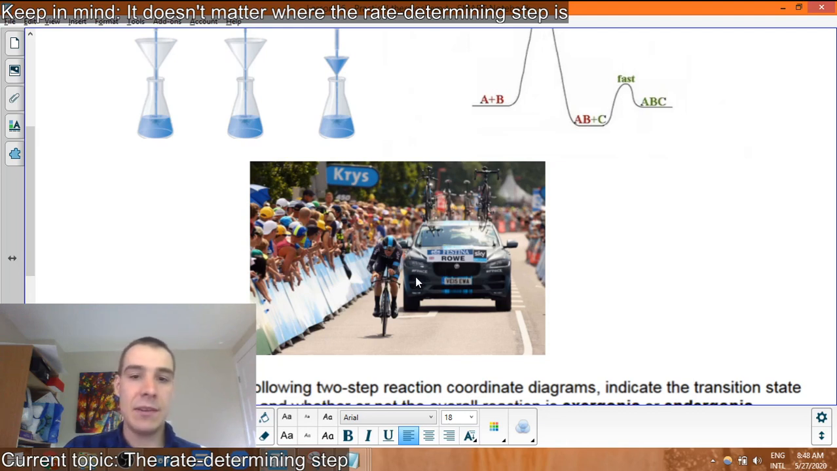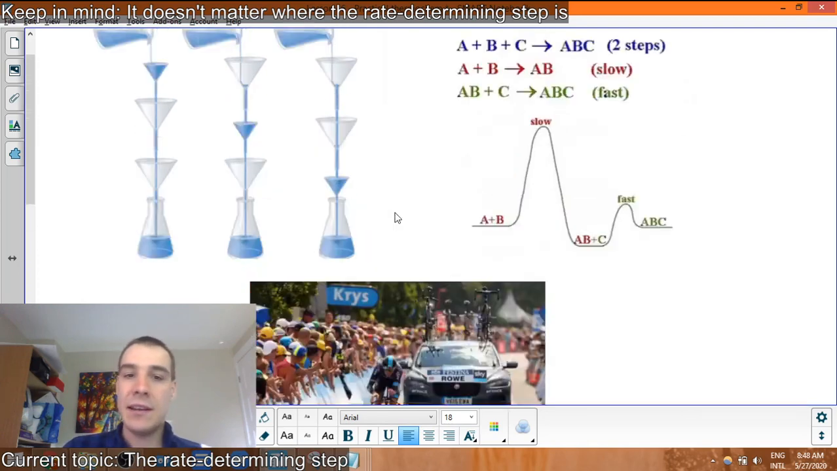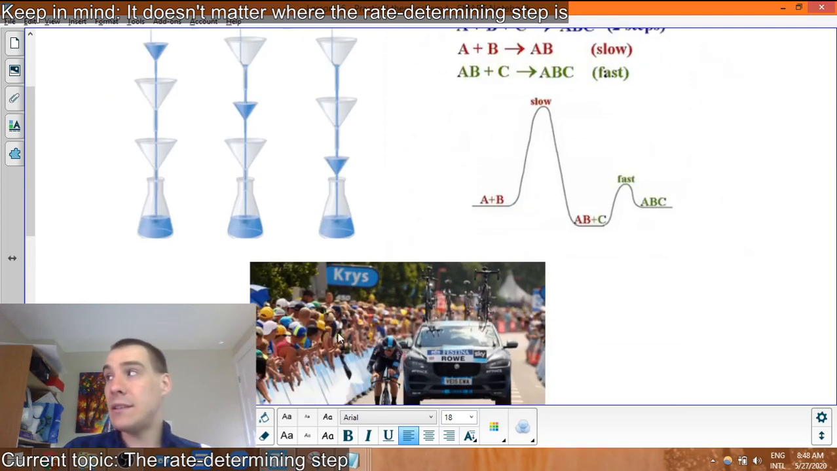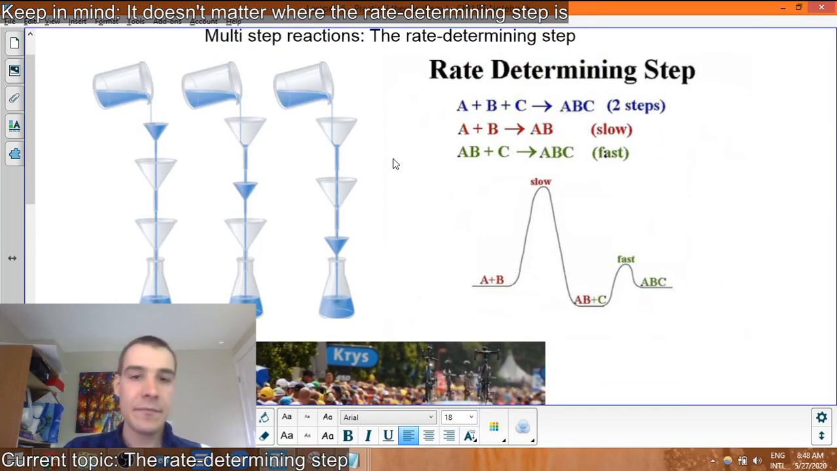Another example, frequently used, is traffic on the highway. Here I've just got someone in the Tour de France. This car can go way faster than this bike, but the bike is in front of the car, so it determines how fast the car can go. If you drive, you know that sometimes this happens. You're just stuck behind someone going slowly. That's your rate determining car, your speed determining car, I guess. This is a rate determining step.